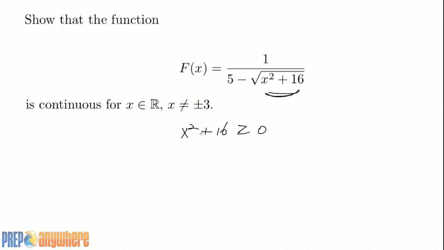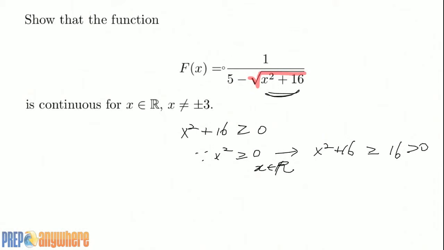But since it's x squared, and x squared is always greater than or equal to 0, x squared plus 16 is always greater than or equal to 16, right? So it's always greater than 0. So right now, for all values in the real numbers, this is greater than or equal to 0. So I just consider this restriction, the root restriction.